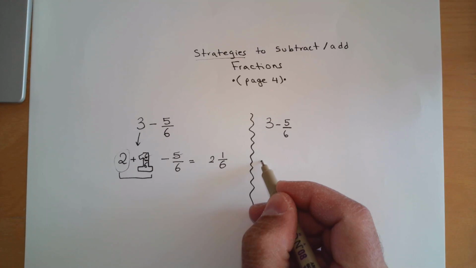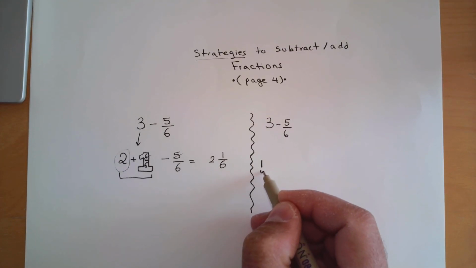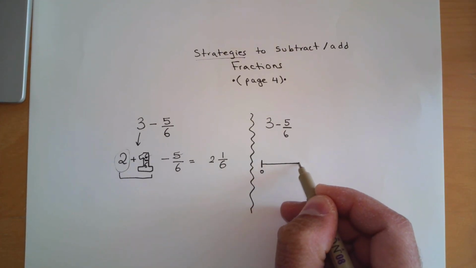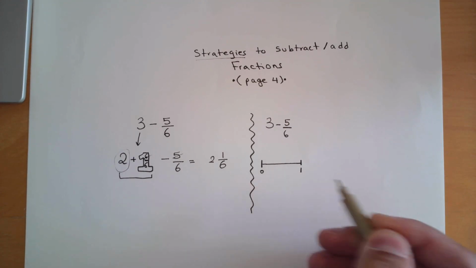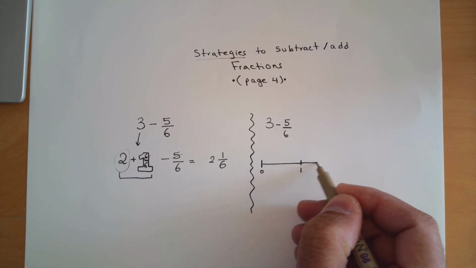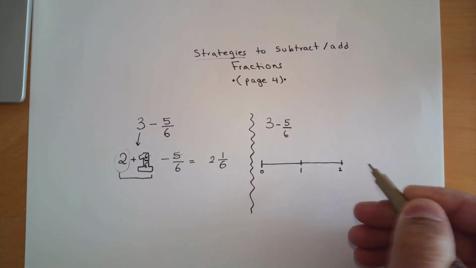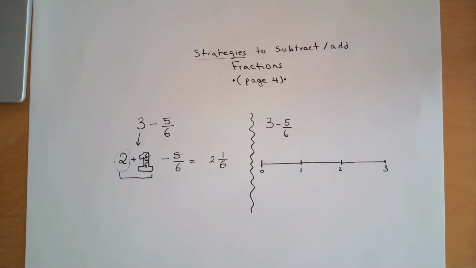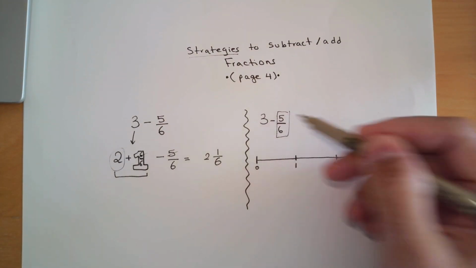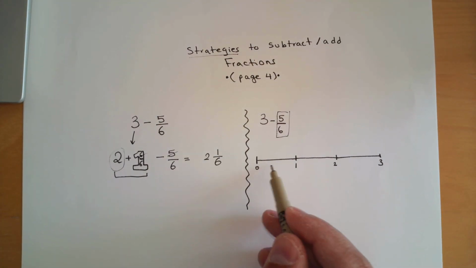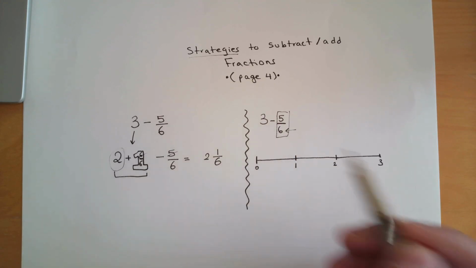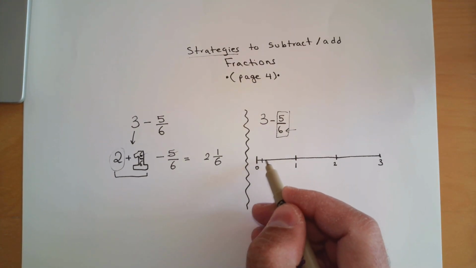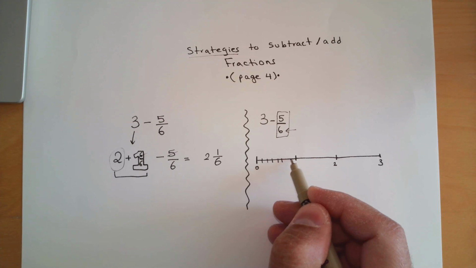So we're going to draw a number line, always starting from 0, and we're going to make 3 wholes. So here's my first whole, here's my second whole, and here's my third whole. Okay, so I have 3 wholes right now. How much do I want to take away? I want to take 5/6. So I need to partition each whole into sixths. So I'm going to draw 1, 2, 3, 4, 5. And here's my sixth one.